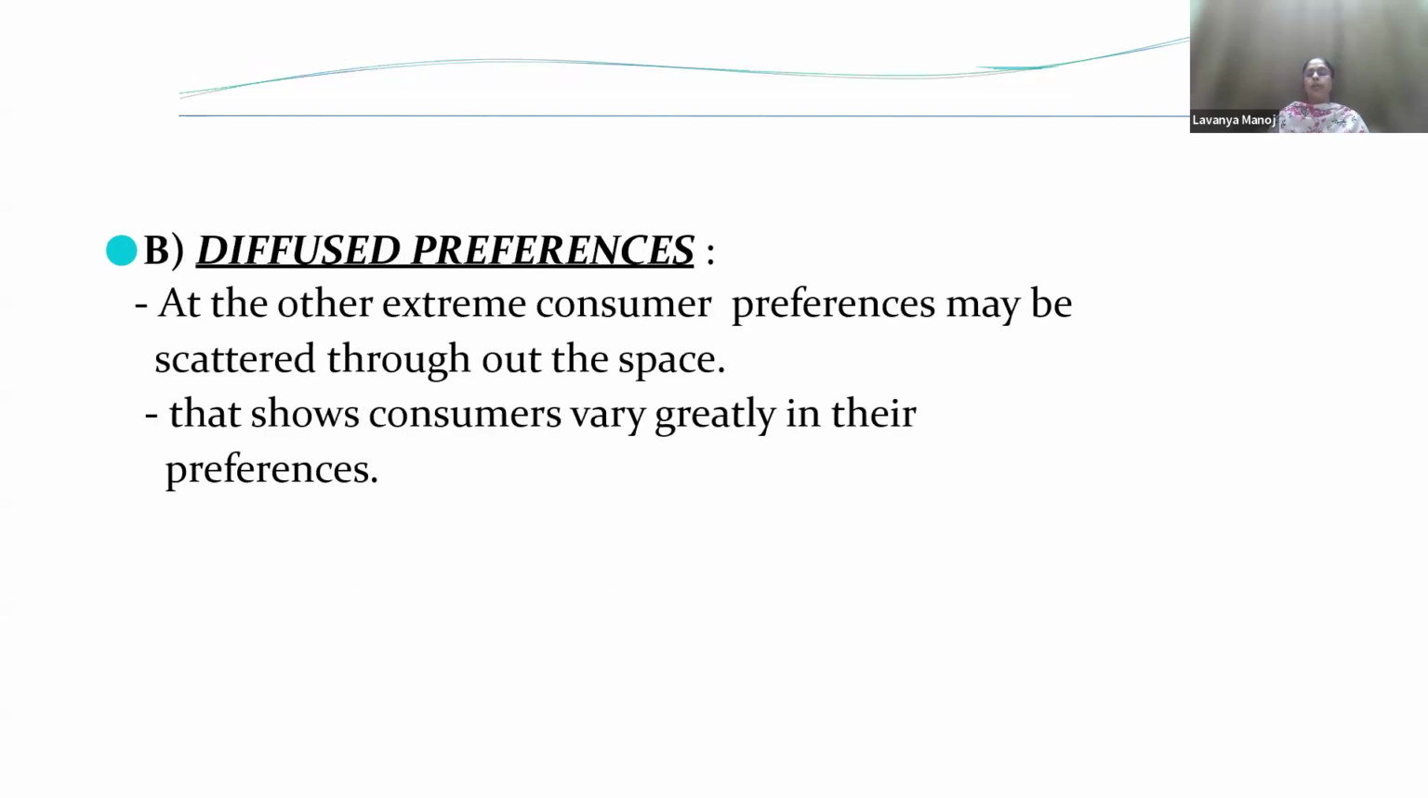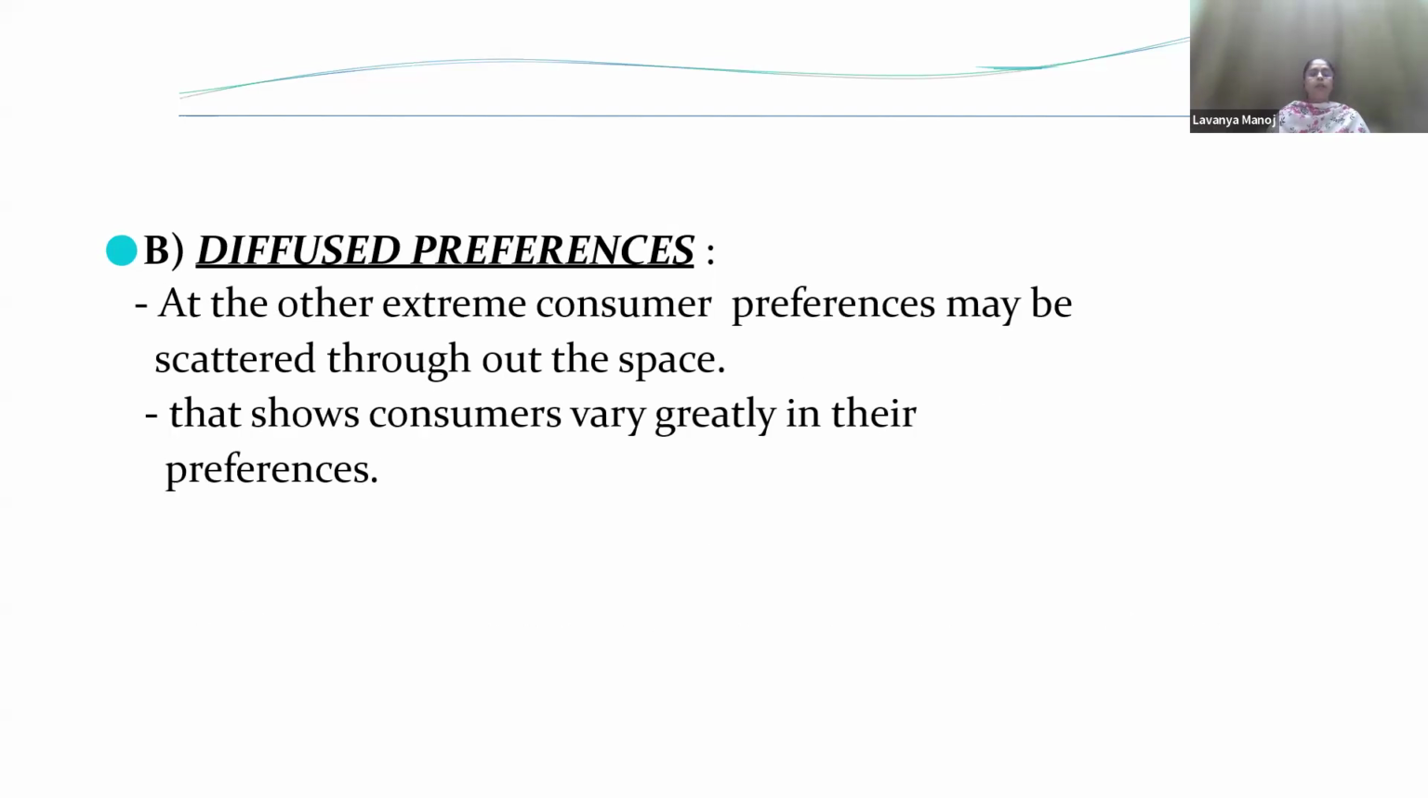Diffused preferences. So completely scattered through the space, like anyone is eligible to buy anything, whichever background they come from. This is mostly not seen in countries like India and its neighboring countries, but it is very much seen in developed countries, like many of the European countries and North American countries, or Australia, New Zealand. So it's completely scattered. But the product is the same for everyone. Whoever is ready to buy those products, anyone can buy. It doesn't matter whichever background they are from, or whichever ethnicity they belong to, and that shows consumers vary greatly in their preferences.